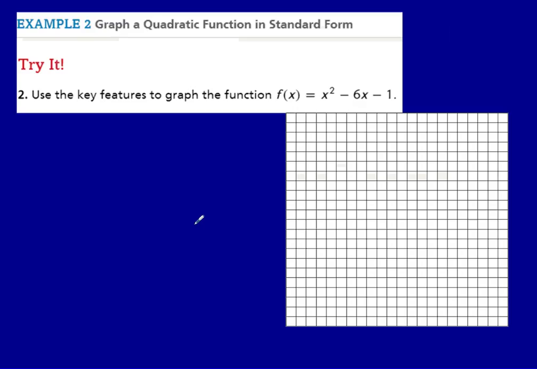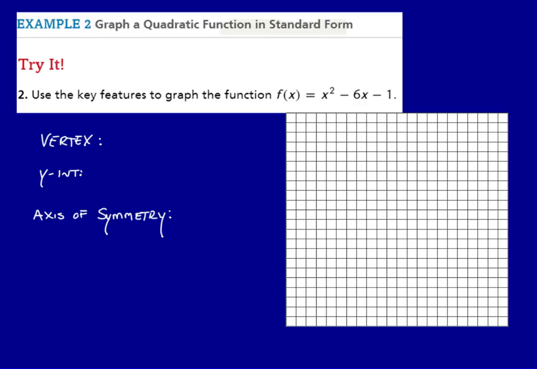All right. Use the key features to graph the function. Now, the key features here, we definitely need our vertex. So let's find our vertex. That's one that we have to find. We need our y-intercept and our axis of symmetry. If we can find these three things, we can graph any parabola. All right, any parabola. Really, all you need to graph a parabola is three points.